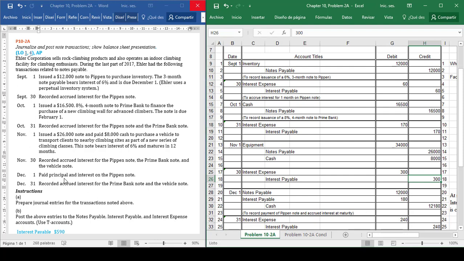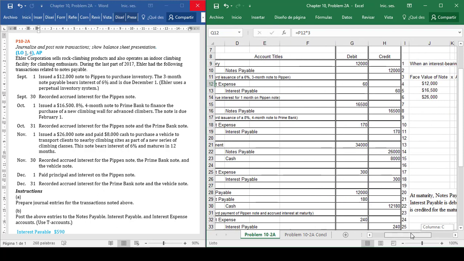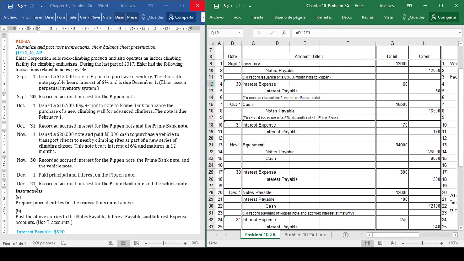On December 1st, we pay principal and interest on the Piken note. So on December 1st, we debit notes payable to take it off the books, and we also debit interest payable to record the payment of the accrued interest, and we credit cash for the sum. And now we used all the accrued interest here, the raw amount of the interest.